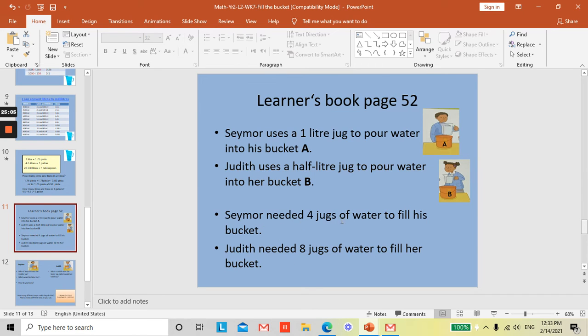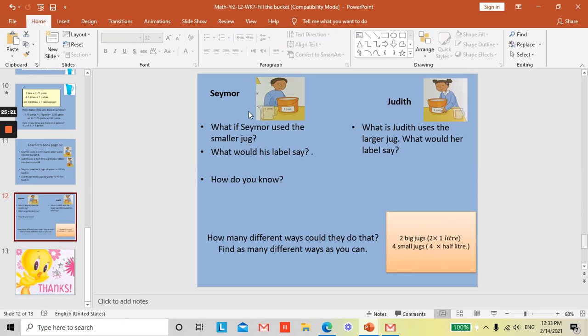Simon needed 4 jugs of water to fill his bucket A. Judith needs 8 jugs of water to fill her bucket B. Let's move. We have Simon and we have Judith. What if Simon used the small jug? If Simon used the small jug, he's going to have 8 jugs to fill his bucket.